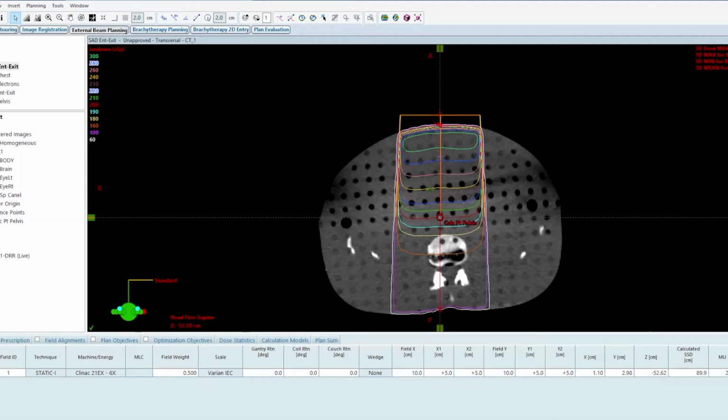That's fine. It's within a couple percent. So 253 monitor units is what I've calculated. It's less than my standard SSD setup, because I'm closer to the source.